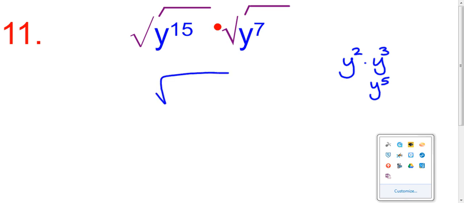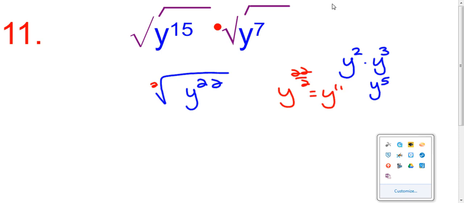So in this case, I will add the exponents, the y to the 15th and the y to the 7th, and get y to the 22nd. And now I can go ahead and break that down. Okay, so this is where you're going to think about this little imaginary 2 right here. And you'll take y to the 22 divided by 2, which is just y to the 11th power.